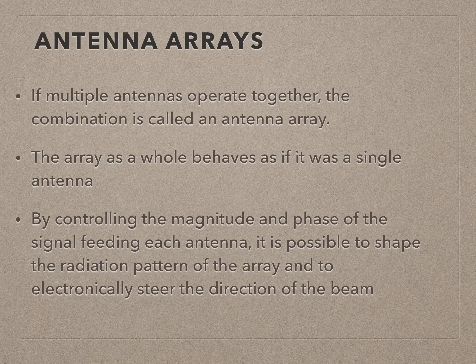Antenna arrays. If multiple antennas operate together, the combination is called an antenna array. The array as a whole behaves as if it was a single antenna and performs the function of a single antenna. By controlling the magnitude and phase of the signal feeding each antenna, it is possible to shape the radiation pattern of the array and to electronically steer the direction of the beam. Nowadays, all the antennas that we use are modern versions of antenna arrays using different numbers of antennas.